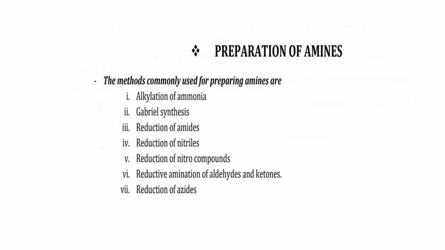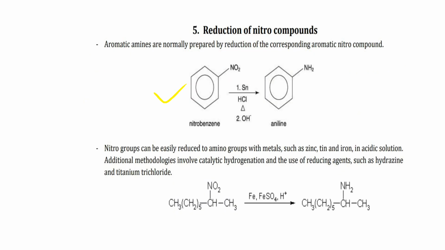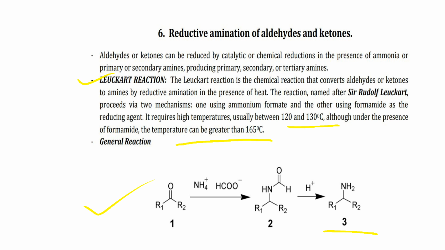These are the important methods of preparation of amines: alkylation of ammonia, Gabriel synthesis, reduction of amide, reduction of nitrile, reduction of nitro compounds, and reduction of acid. The main methods commonly used for preparing amines are reduction of amide, reduction of nitrile, reduction of nitro compounds, and reductive amination of aldehyde and ketone. Okay, thank you all.